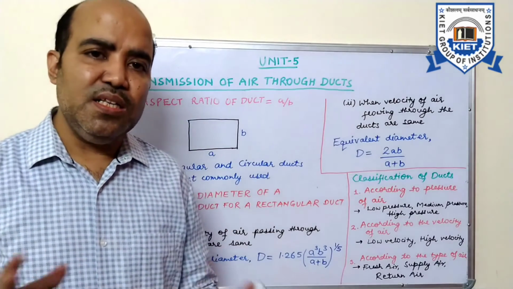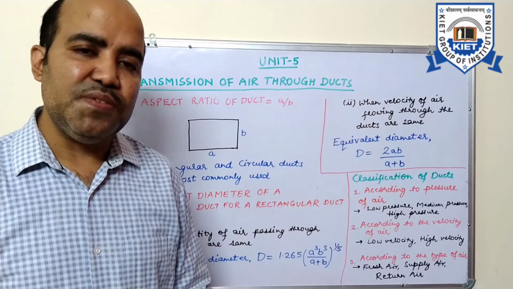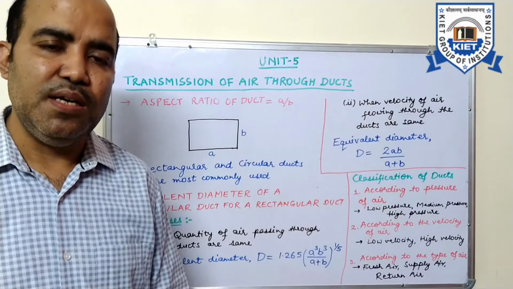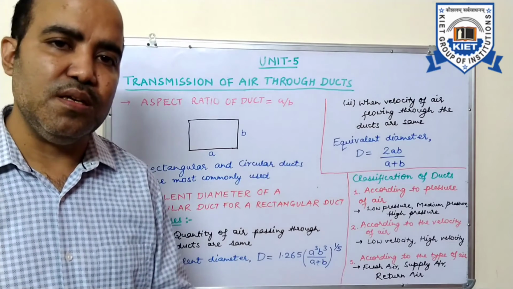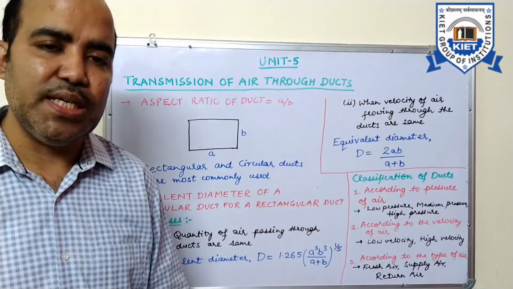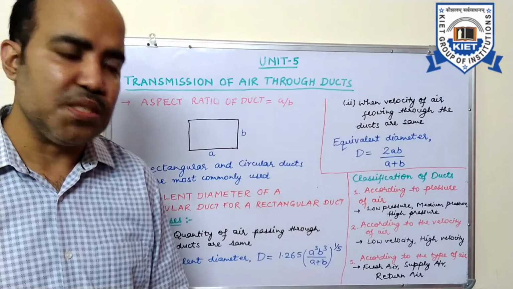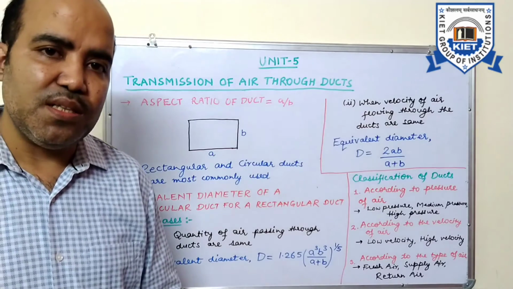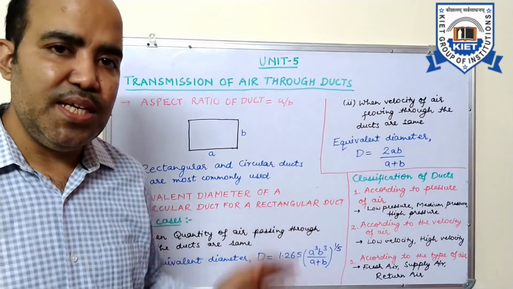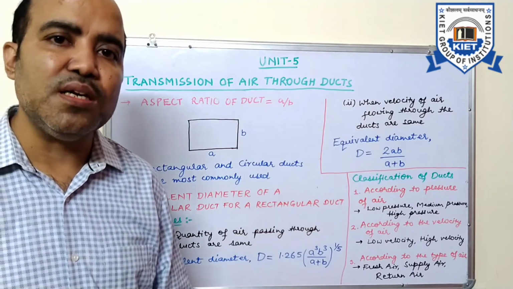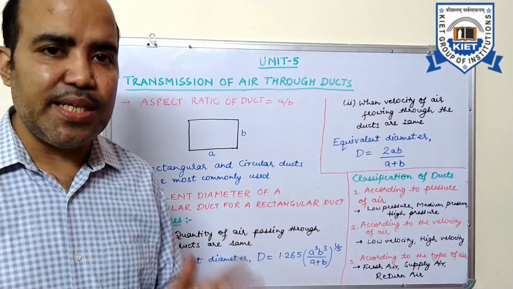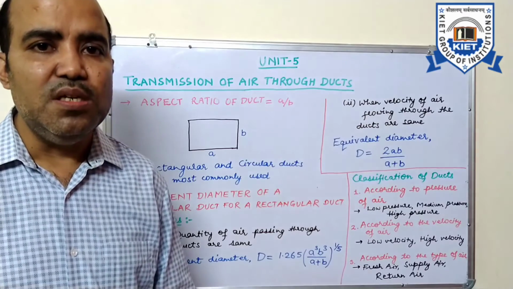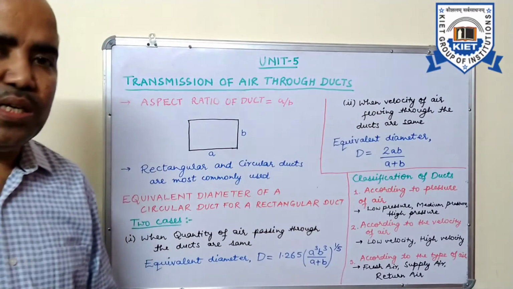Now regarding the shape of the duct, you must have seen that at some places these ducts are circular in shape and sometimes rectangular in nature. But the rectangular duct occupies less space as compared to the circular duct, and that's why rectangular ducts are more preferable as compared to circular ducts.